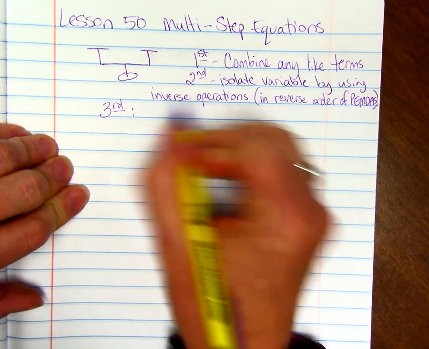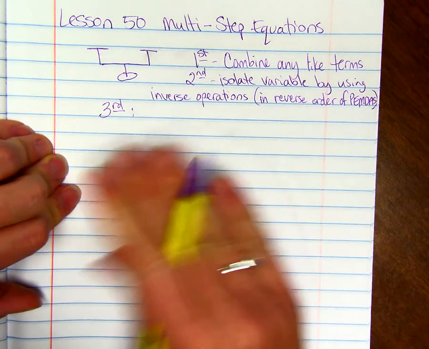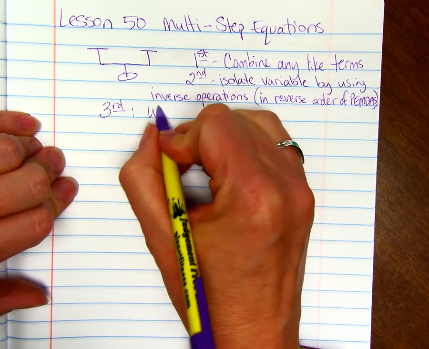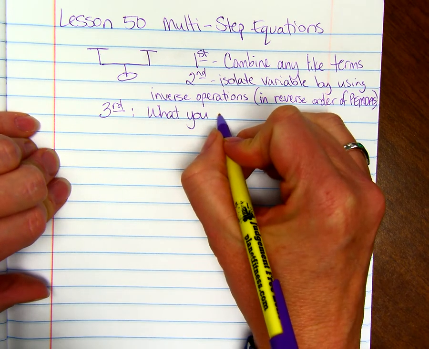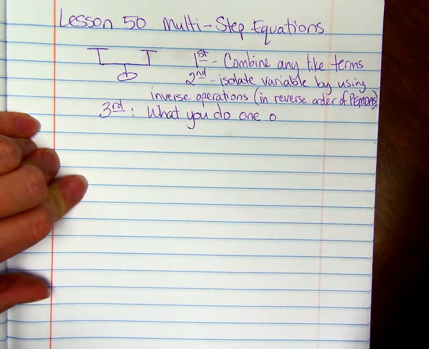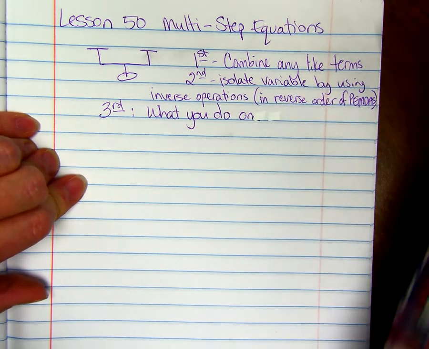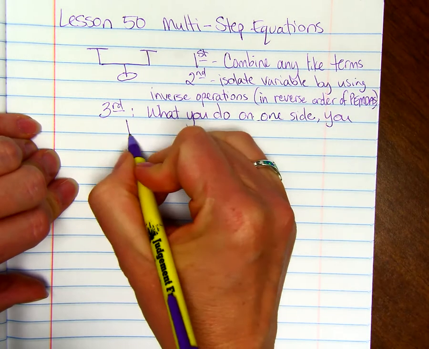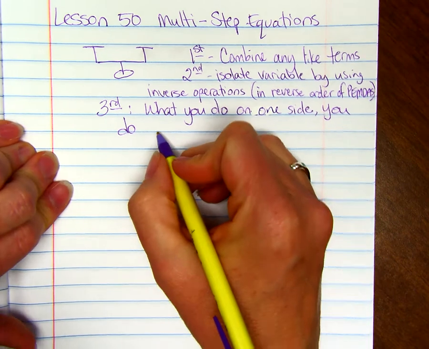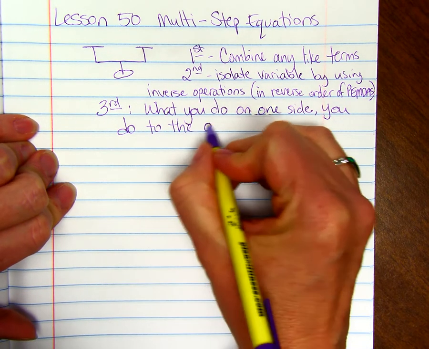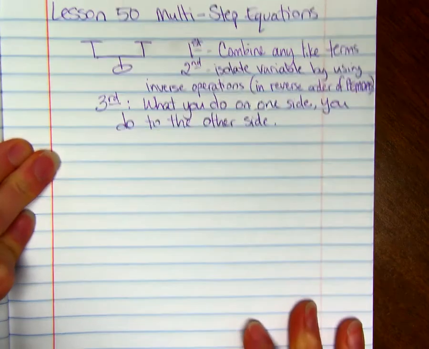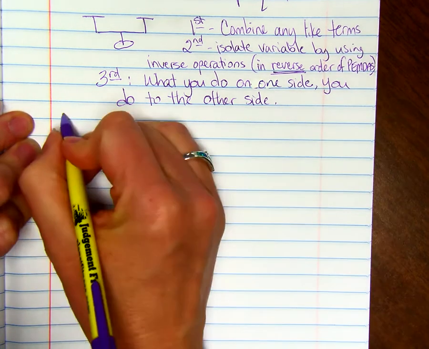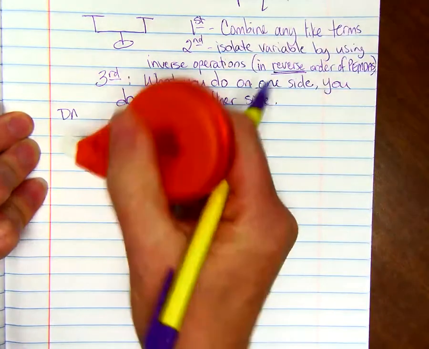So the third step, and this isn't really a step, but we have to remember as we are solving and trying to isolate the variable that what you do on one side of the equal sign, you have to do on the other side, and that's what we talked about before to keep the scale balanced. So the opposite or the reverse order of PEMDAS is SADMEP.